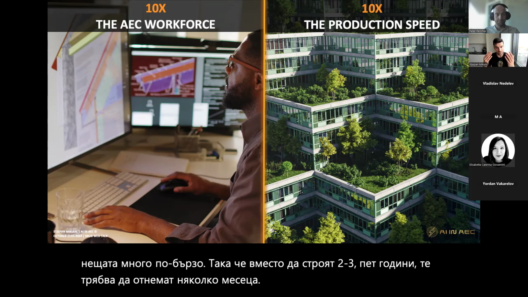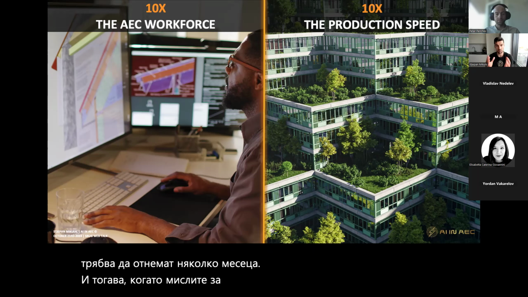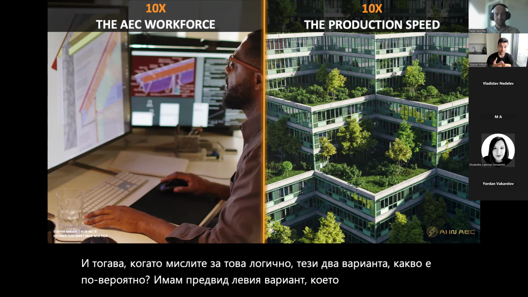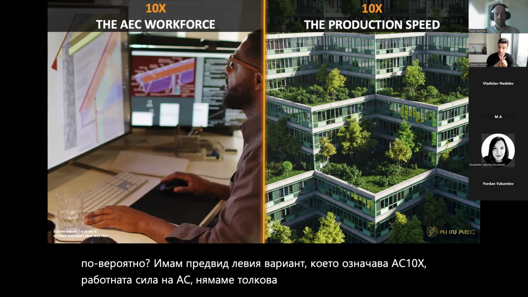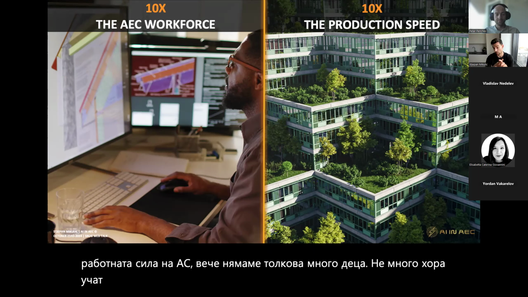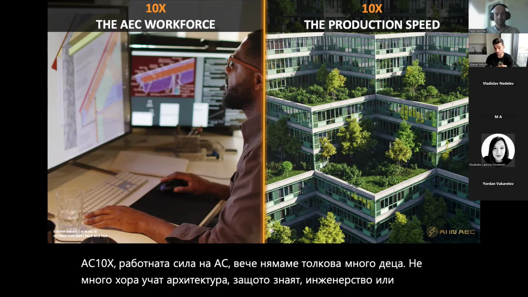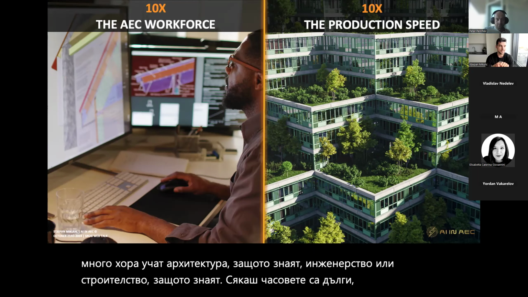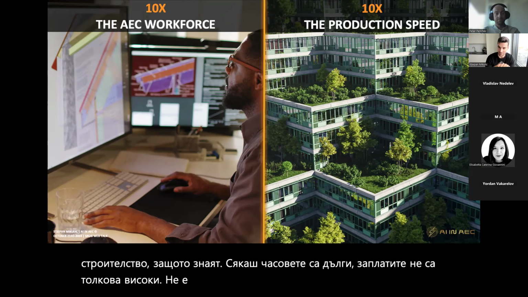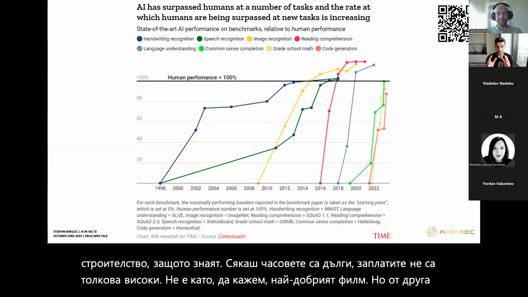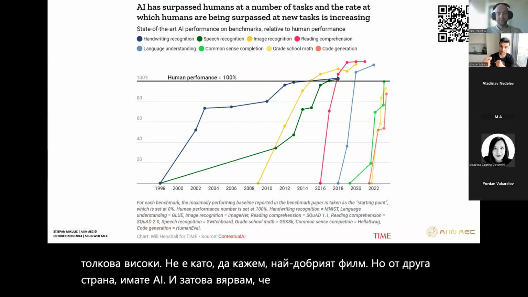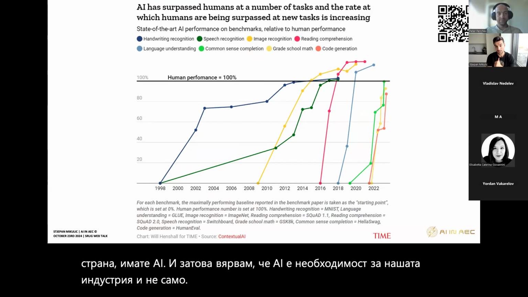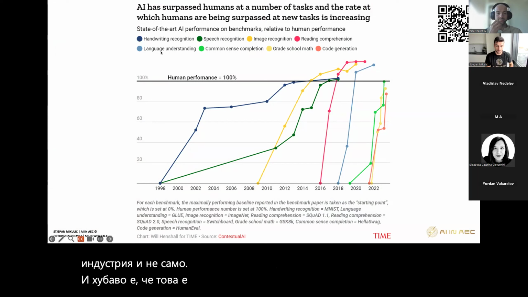When you think about this logically, these two options, what is more likely? The left option, 10x the AEC workforce: we are not having as many kids anymore. Not many people are studying architecture, engineering or construction, because they know the hours are long and the salaries are not as high. It's not the best picture out there. But on the other hand, you have AI. And this is why I believe that AI is a need to have for our industry, and not only a nice to have.